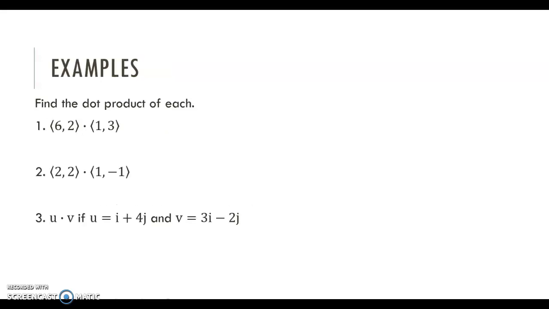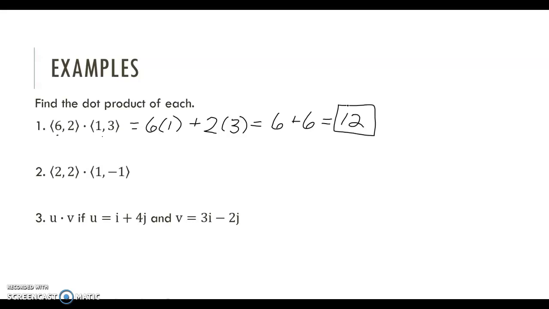Okay, so let's do a couple examples. We're going to find the dot product of each. I'm going to go through all the steps for these few. We are going to start with taking 6 times 1, so first part times first part, plus 2 times 3. We'll multiply and then add them together. 6 times 1 is 6, 2 times 3 is also 6, and 6 plus 6 is 12. So notice my final answer is just a number, a scalar, not another vector.